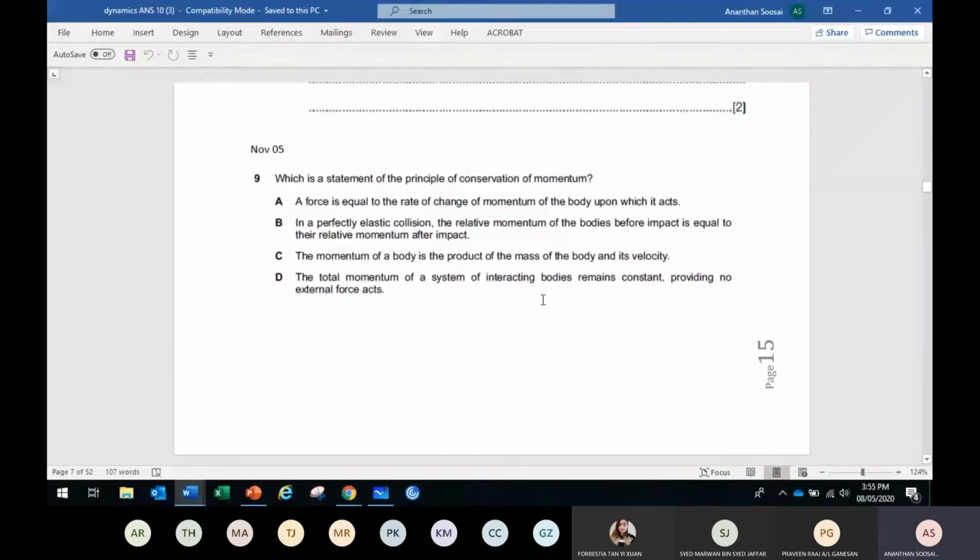Okay, number 9. We have done this question already. Anyway, give it a try. Number 9. What's the answer?